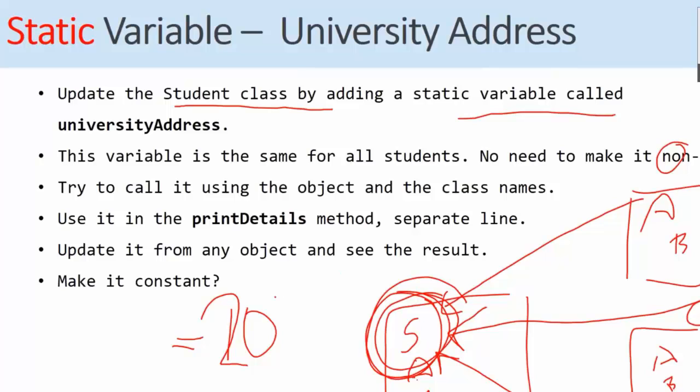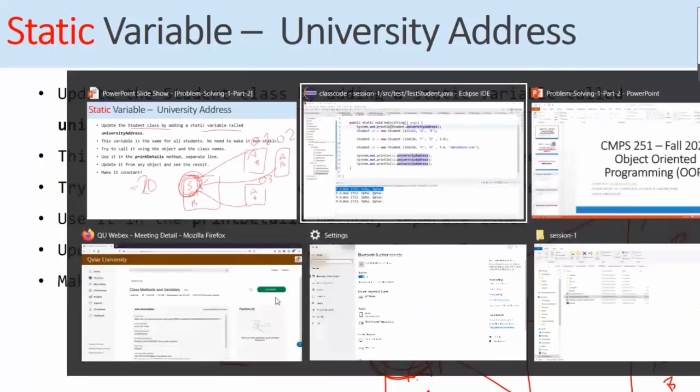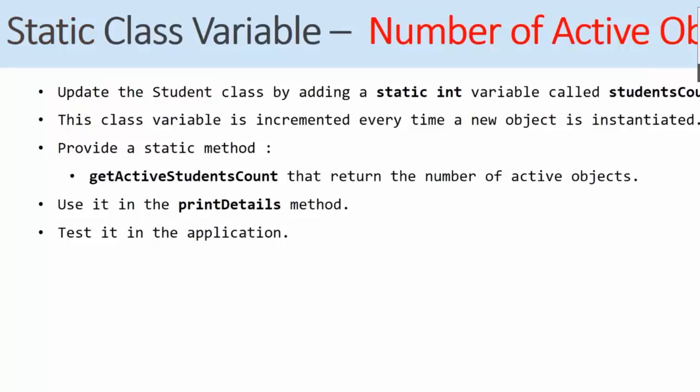Make it constant. I made it constant. Then what happened after I made it constant? We could not change it. There are things that you want to be constant, right? And static. Constant in Java is final, right? So we made it final and static. So final and static, there is something available to you in all objects. You don't have to do anything because it's coming to you from the class. Whenever you create an object, the university address is available to you.